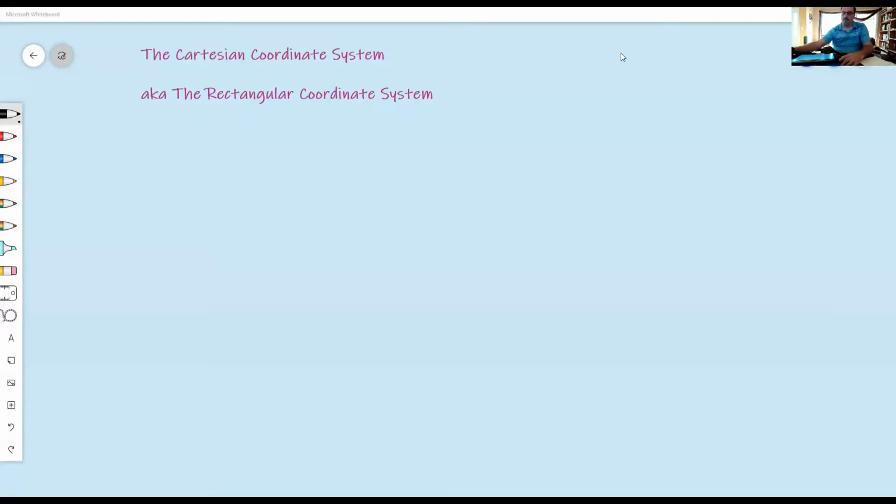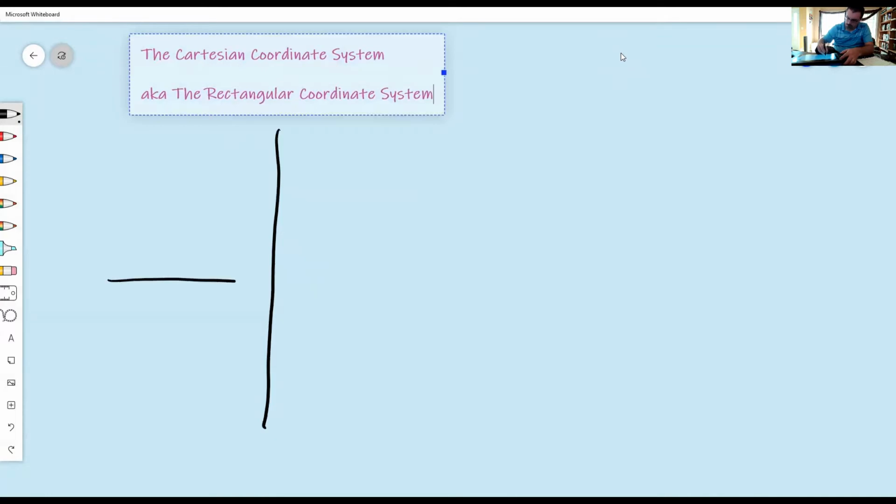Hello, today we're going to talk about the Cartesian coordinate system, also known as the rectangular coordinate system. Most of us are very familiar with this. The Cartesian coordinate system is made up of two number lines, like so.